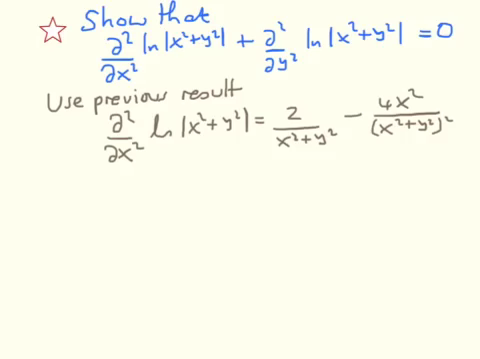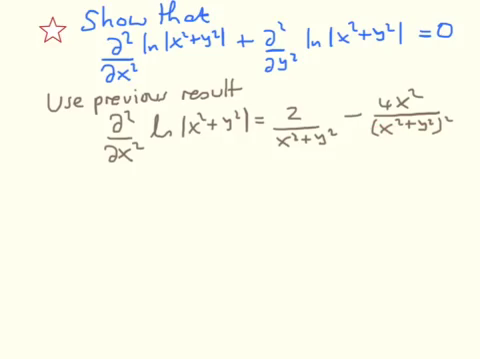So in this final exercise, what we want to do is to show that this equation is satisfied by the logarithm of x squared plus y squared. In other words, you take this logarithm, differentiate it twice with respect to x, and add to it the second derivative with respect to y of the same logarithm, and it will vanish. And we're told in the question that we can use the previous result, the thing we calculated in the last exercise, which was that the second derivative with respect to x of this logarithm was 2 over x squared plus y squared minus 4x squared over (x squared plus y squared) all squared.